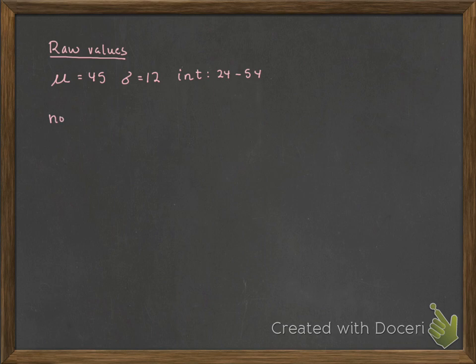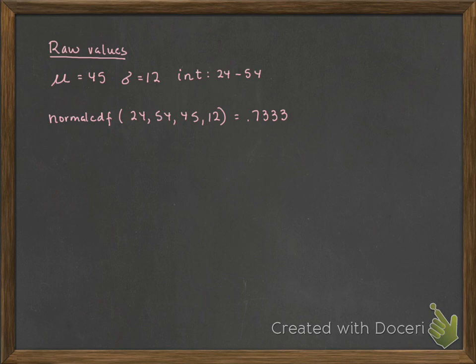So for the raw values, we open up normal CDF. Our interval is 24 to 54 minutes with a mean of 45 and a standard deviation of 12. Now this will give you the exact number that you need to answer that question. So normal CDF, open it up, 24, comma, 54, comma, 45, comma, 12, equals, and you get 0.7333, meaning that 73.3% of the 200 shoppers that enter the store are in there for 24 to 54 minutes, okay?